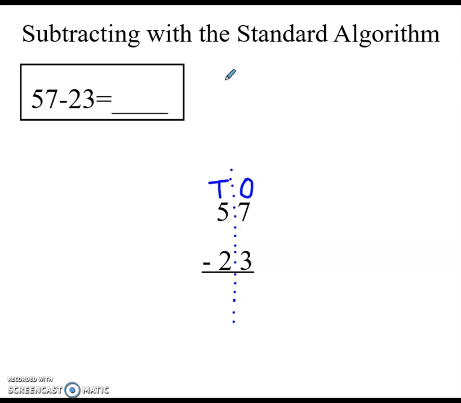With the standard algorithm, you always start by subtracting your ones first. It's very important that you get used to subtracting ones first, because this will be important in the future. So you do 7 minus 3, and that equals 4. Then you do 5 minus 2, and that equals 3. But this is actually 50 and 20. So if you were to do this in expanded form, it would actually be 30 plus 4. So what's our answer? 34.